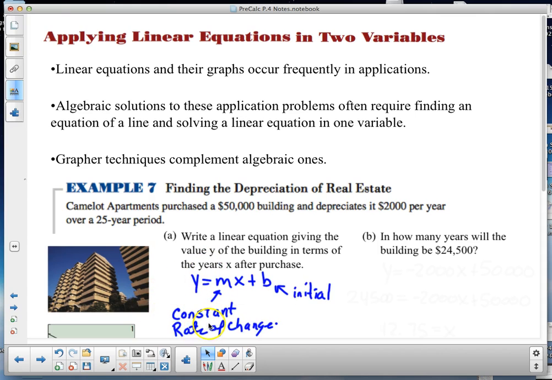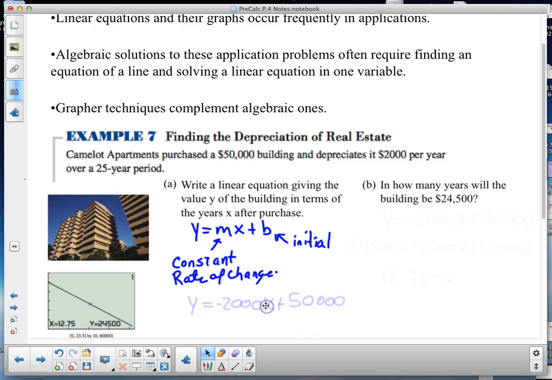This is a linear relationship because I'm depreciating 2,000 per year, and this per part is where my depreciation comes in. Now, keep in mind, that's my constant rate of change. My initial value, 50,000, is here. So as we're stepping through, we have this for our equation.